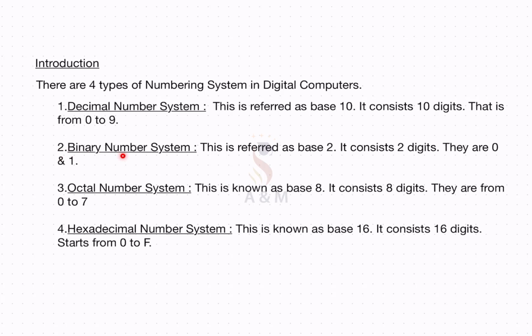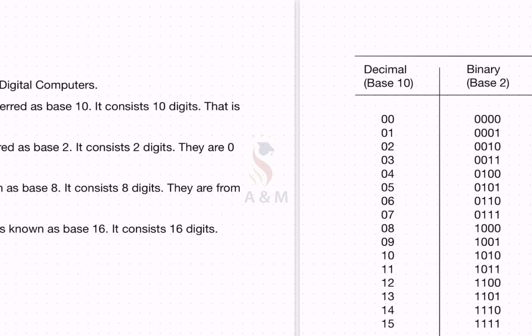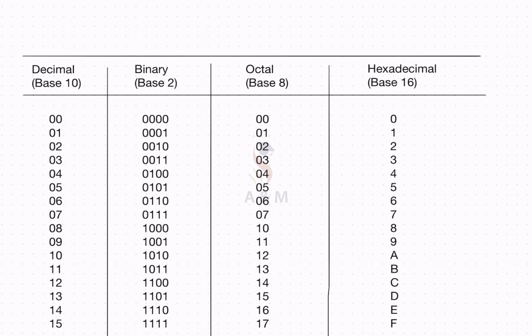Second one, binary number system. This is referred to as base 2 and contains 2 digits. They are 0 and 1. In this table, we can see that the binary numbering system, which contains base 2, has only 2 values, either 0 or 1.